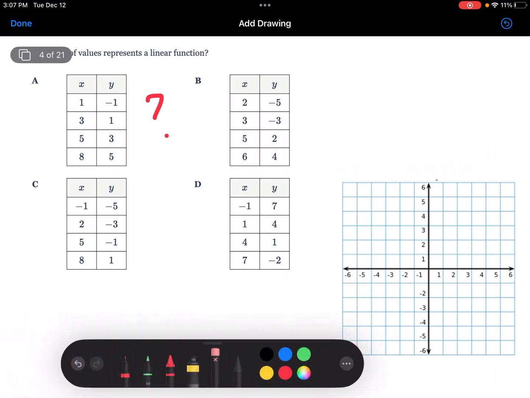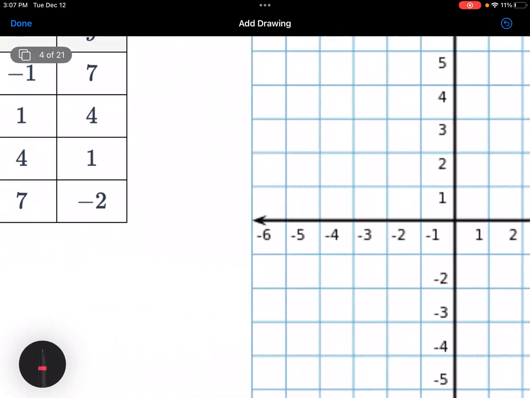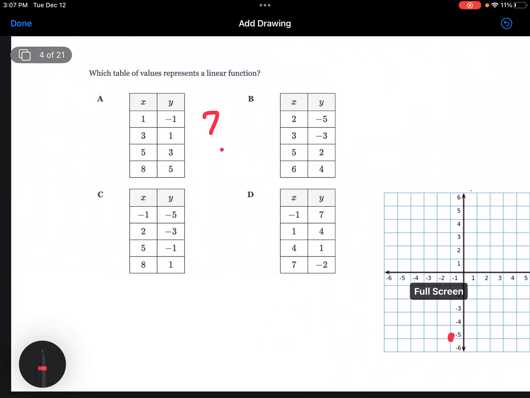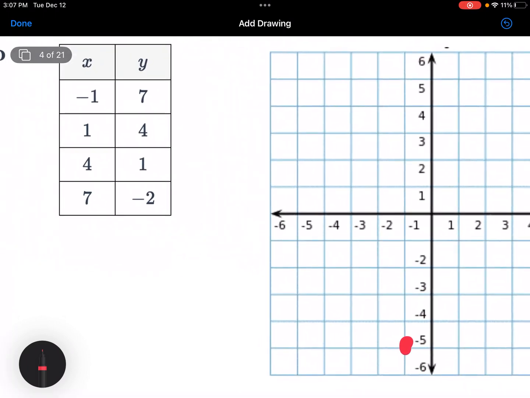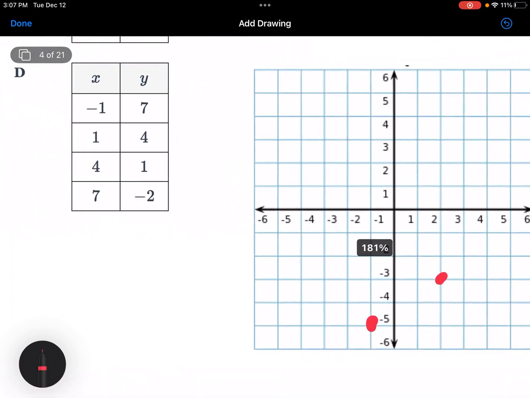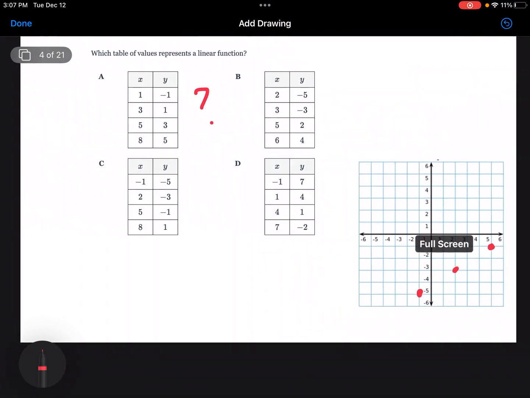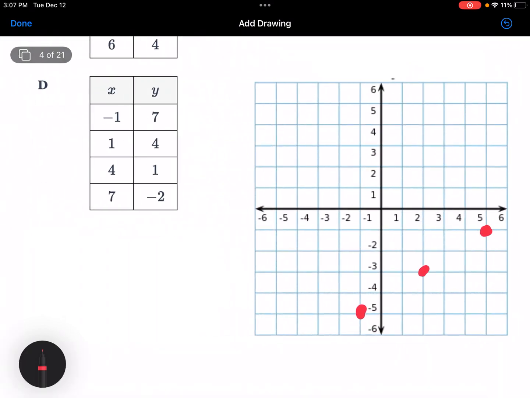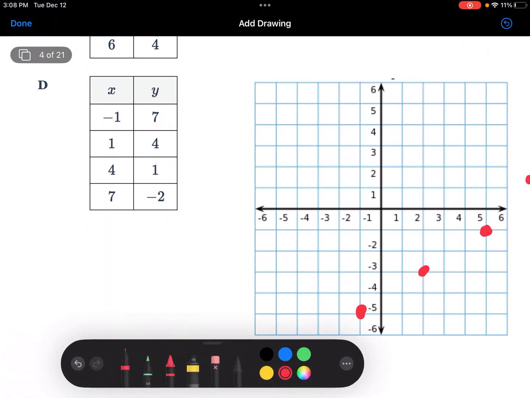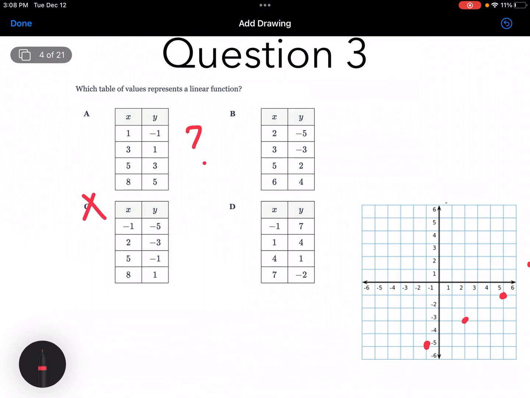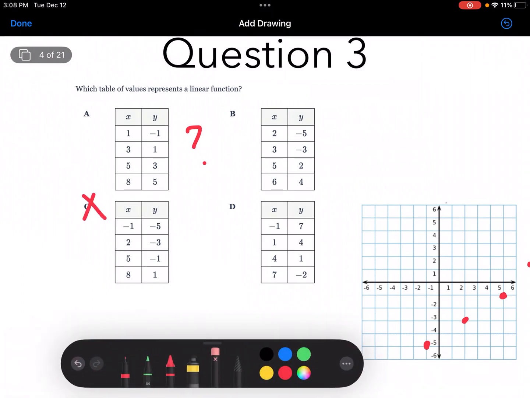So we've got negative 1, negative 5. Then we've got 2, negative 3. Then we've got 5, negative 1. Then we've got 8, 1. That one looks like it kind of goes kind of crazy. So I'm thinking it's not going to be C. All right, let's try another one.